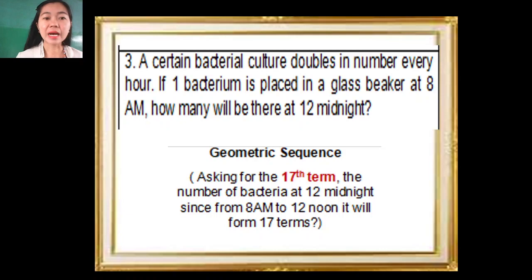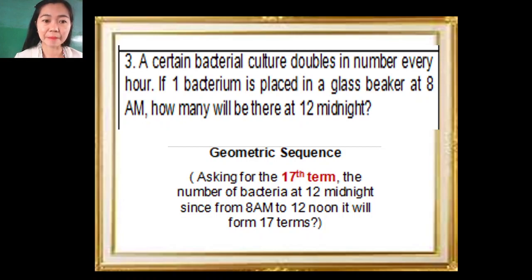Next, for number 3, a certain bacterial culture doubles in number every hour. If one bacterium is placed in a glass beaker at 8 a.m., how many will be there at 12 midnight? So this is an example of a geometric sequence because the keyword here is doubles. Doubles means we are going to multiply the number of bacteria by 2. So, it is multiplied by 2. Meaning, at 8 a.m., there is one bacterium and after an hour, it will be doubled.